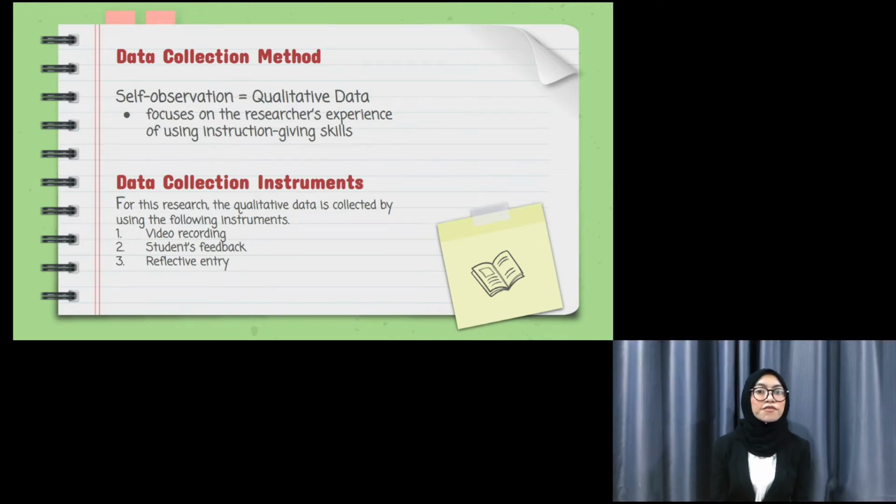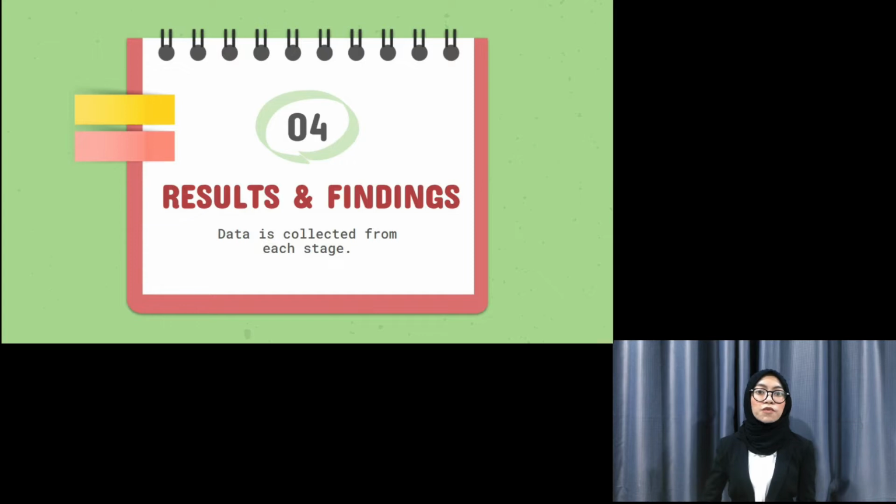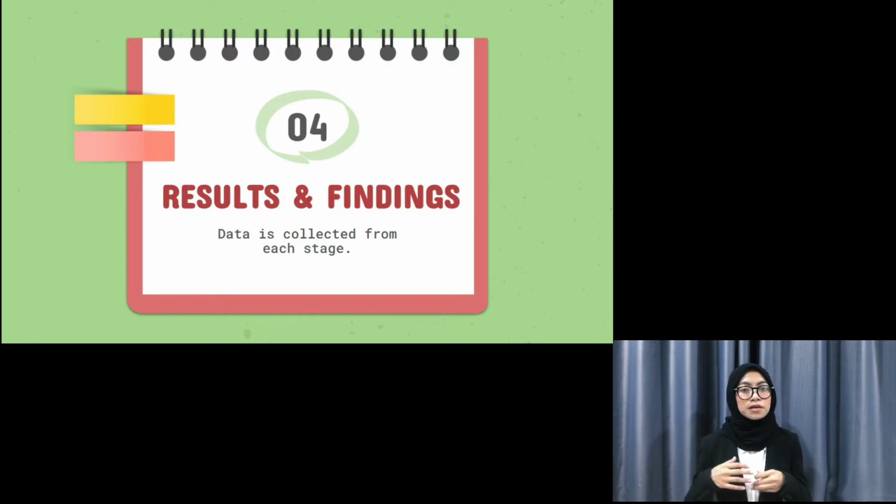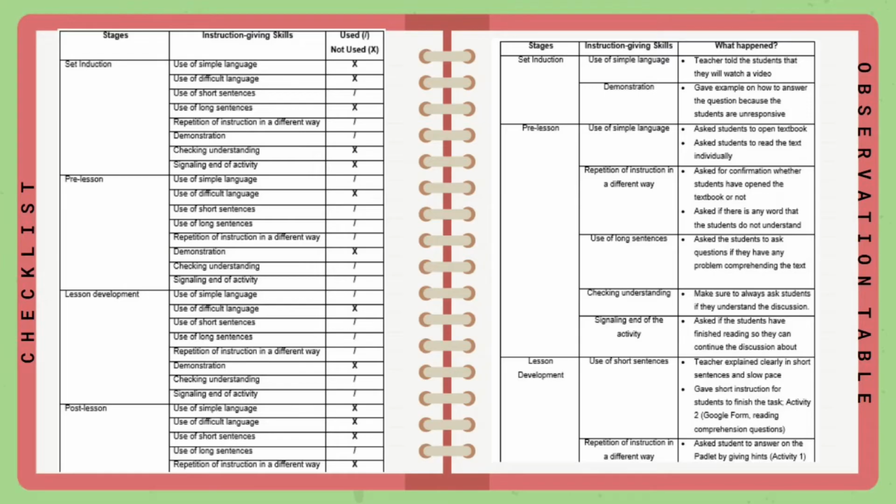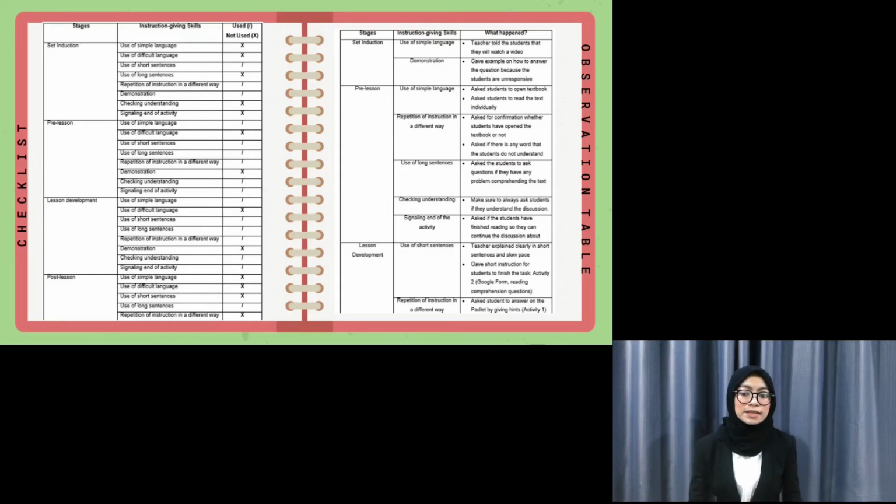Now that we know the methodology, let us move on to the results and findings. For data collection, I collected data from each stage, using these two things. The checklist is for me to identify which instruction giving skills are used in the class during the lesson. If it is used in the class, I will give it a tick, and if it is not present, I will give it a cross.